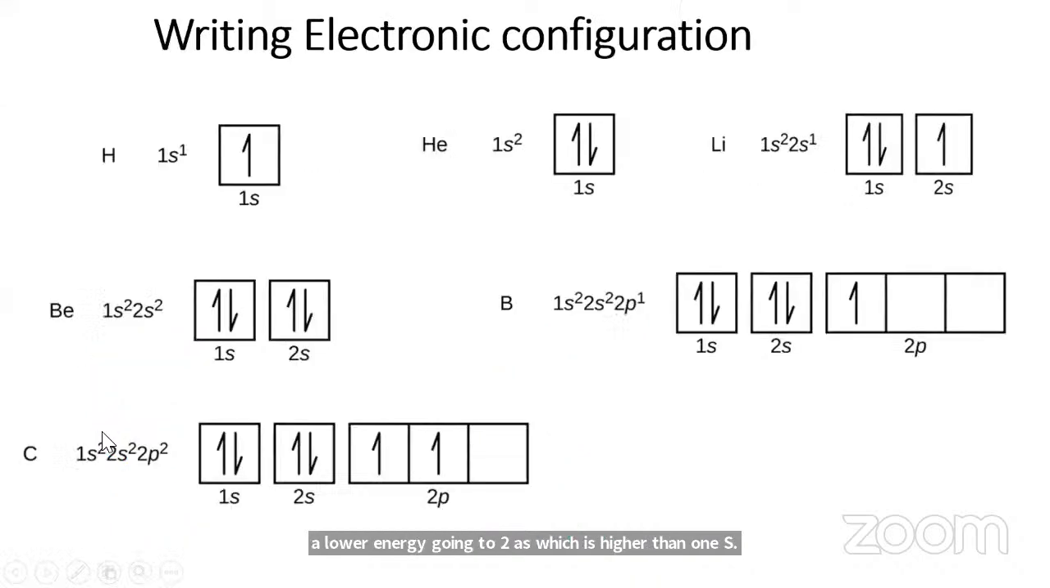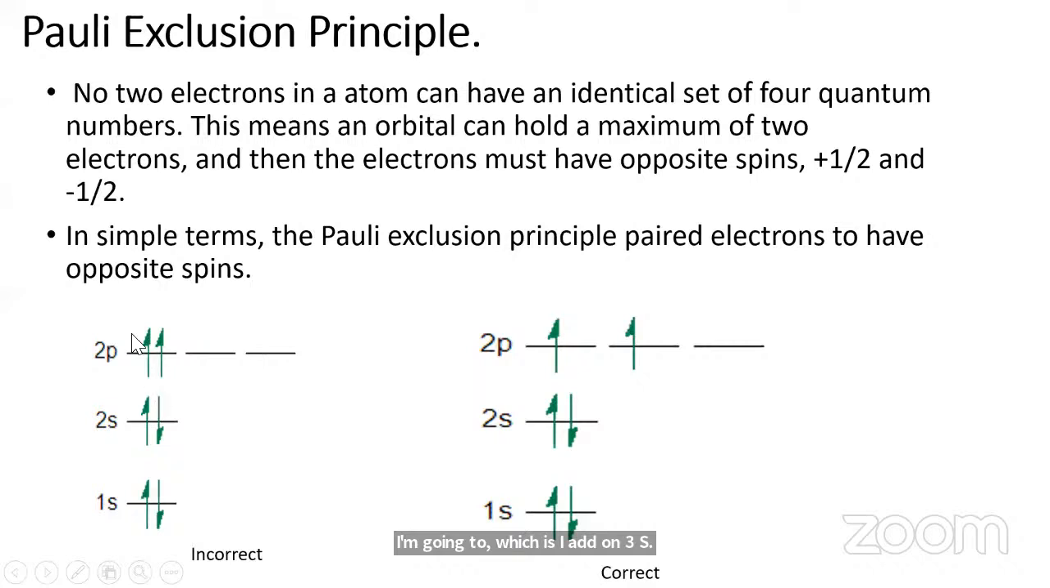But it did not obey the Hund's rule. The Hund's rule says that when you have a degenerate set of orbitals, each orbital will accommodate one electron each before you start pairing. This one starts pairing immediately here, and these ones are empty.